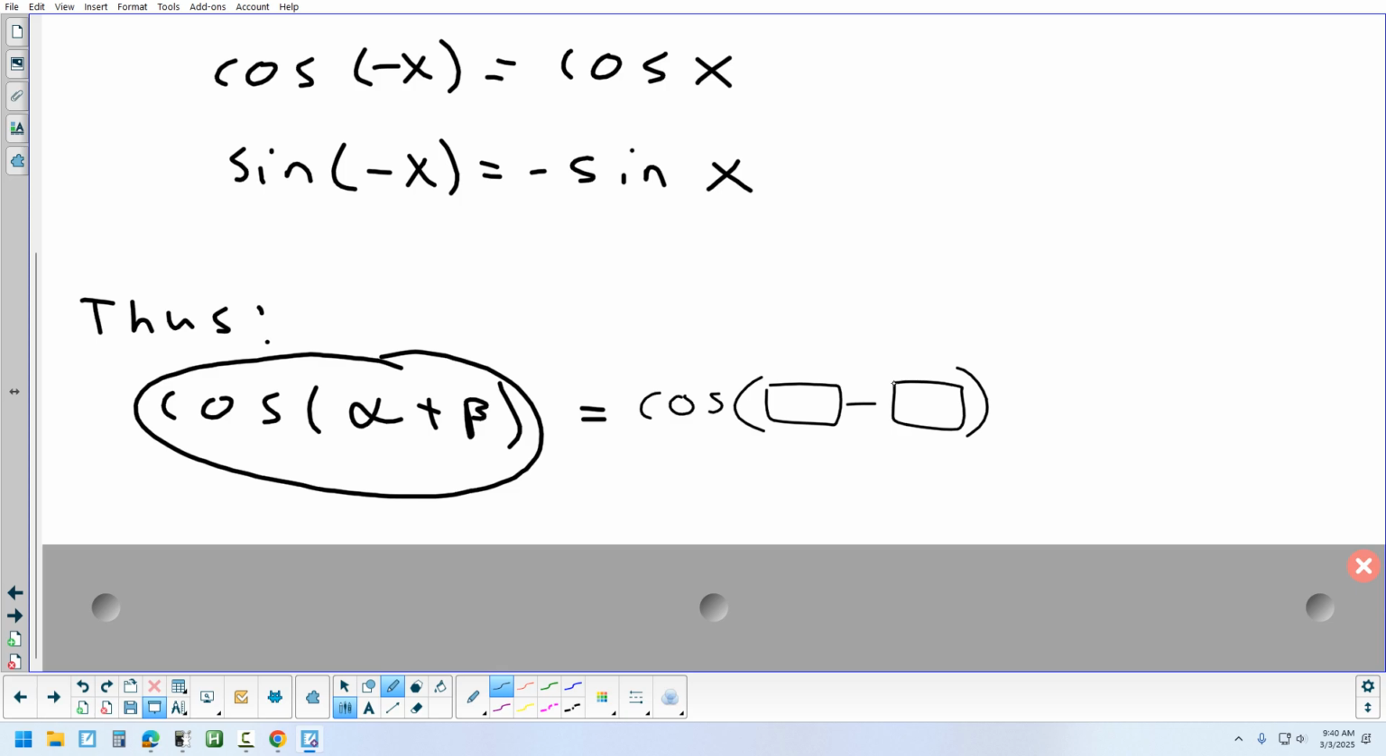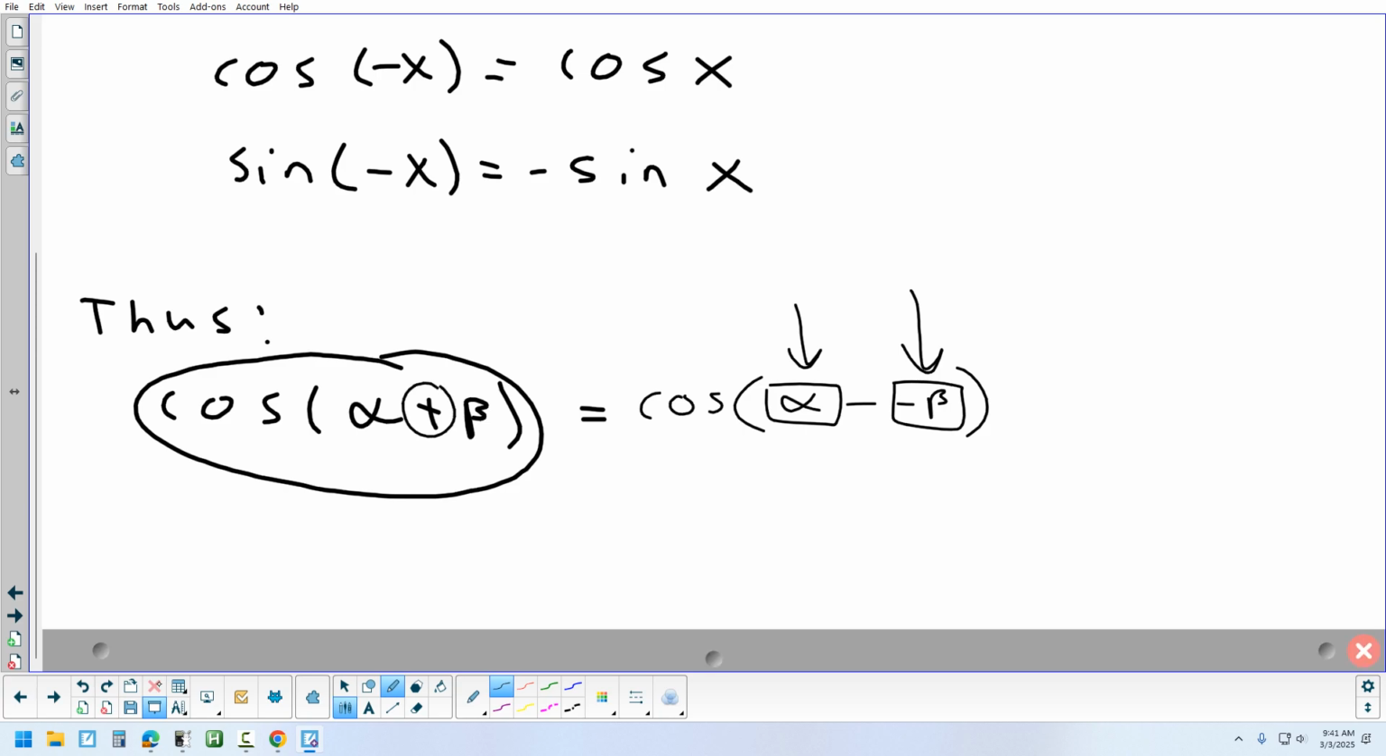Wouldn't that be alpha minus negative beta? Perfect. Yep, alpha minus negative beta. So now if you're like, well, what's the point? We've rewritten this as a difference. And now we can take that and fill them into the formula we already know. And whatever we get for the answer, that's how you do the cosine of a sum. Okay, so let's break that down. Let's go through it.